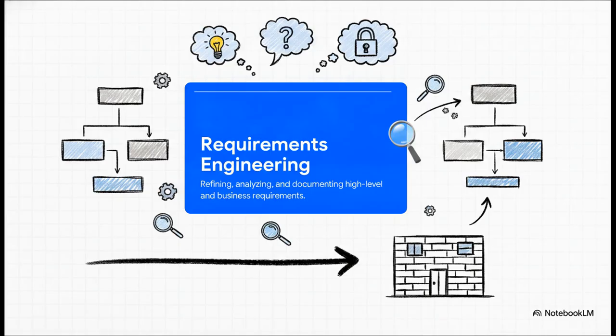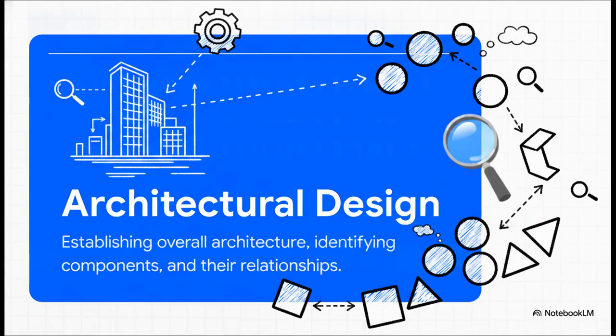Step 1 is requirements engineering. In this context, it's the process where we refine, analyze, and rigidly document the high-level business requirements that were merely conceptual earlier on. We absolutely need to lock down exactly what the system needs to achieve before any physical building takes place. Moving on, step 2 is architectural design, which, as you'll see, heavily overlaps with requirements engineering. This is where we begin structuring the physical and digital system. We establish the overall architecture, clearly identifying the different system components, and deeply understanding the complex relationships between them.